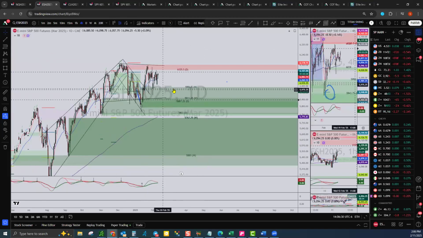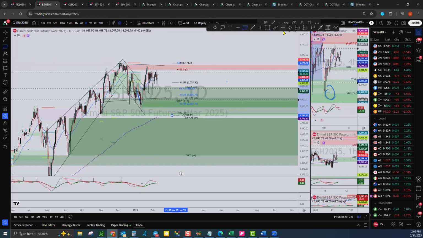Okay, and what we will then do is we'll try to marry this up. If we can match these zones up, especially where we have clusters, to a 618 or 786, just using basic Fibonacci analysis from here to here, we know that we have a high probability reaction point. All right, high probability reaction point.